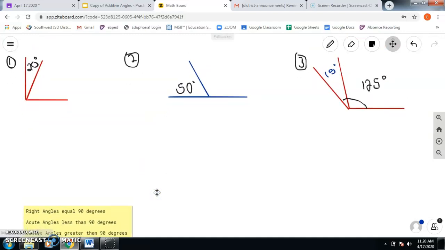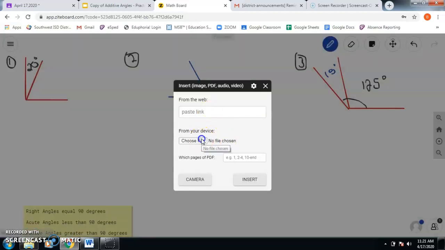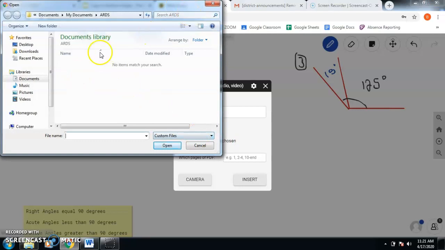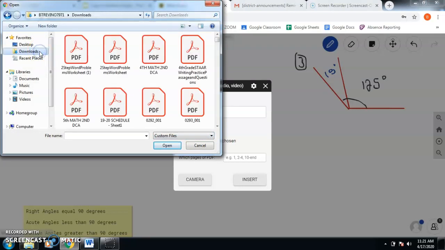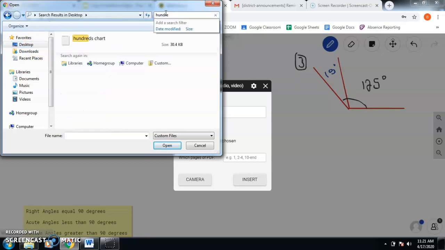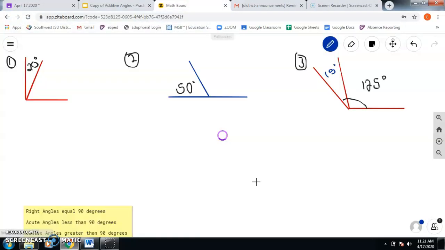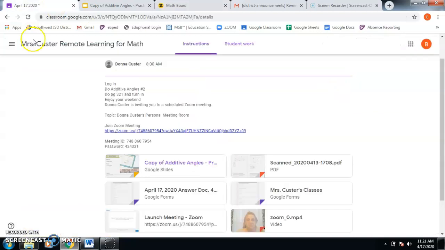Whenever we're doing additive angles, it means we're going to be doing addition and subtraction. So one of the resources that I want you to have ready is your hundreds chart, because that's going to be your best friend. So let's bring that in here. If you don't have one in your green folder, or if your green folder did not get sent home, then I did put up a hundreds chart in our Google Classroom. I'll show you how to do that.